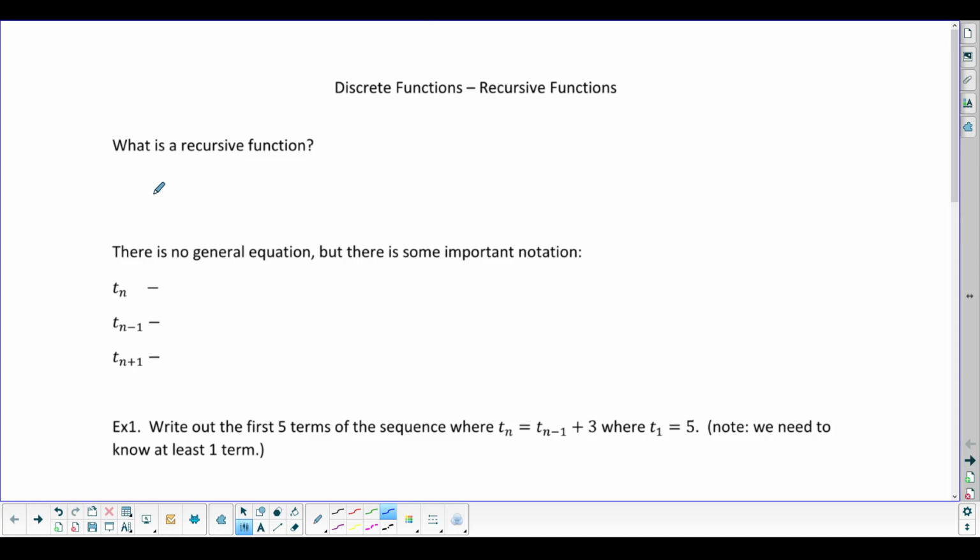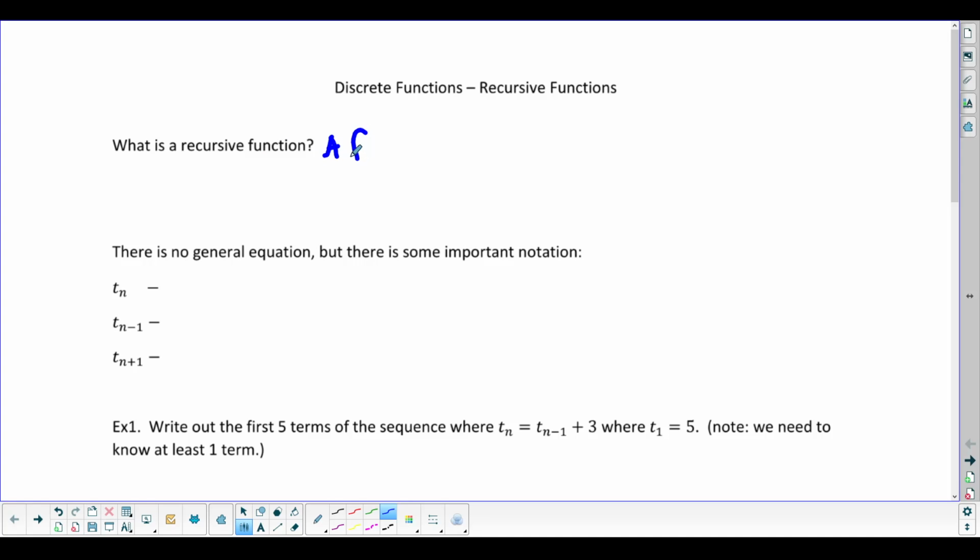Okay, so today we're going to be looking at recursive functions. Recursive functions are a form of discrete function, and so they give us sequences. They could give us a series as well, but we're only going to work with sequences, so lists of values, lists of terms. So with a recursive function, we get new terms using the previous terms. So what is a recursive function?